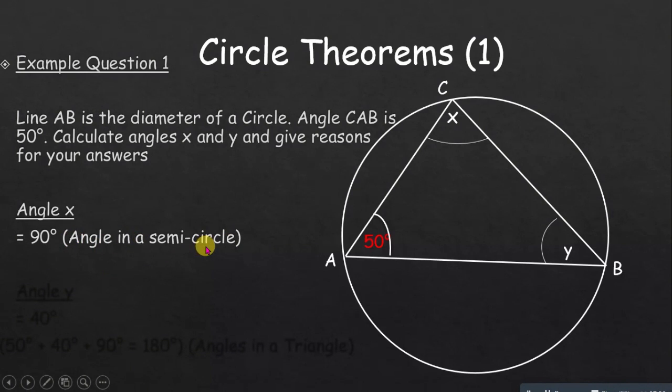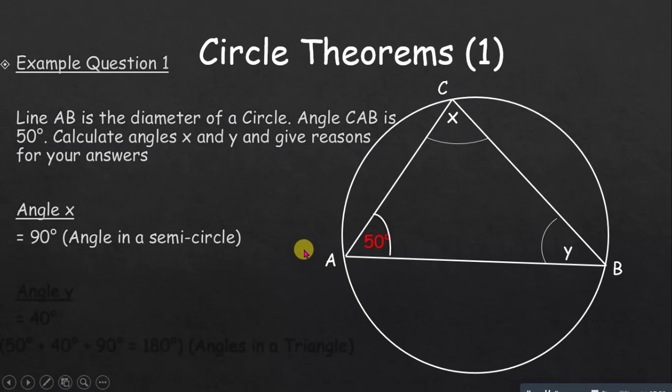Angles in a semicircle, that is another reason you can give. Angles in a semicircle always give you 90 degrees. So it doesn't matter where it is subtending from and to. But once it is from the diameter and that is a semicircle, it will always give you 90 degrees to the one touching the circumference, right?